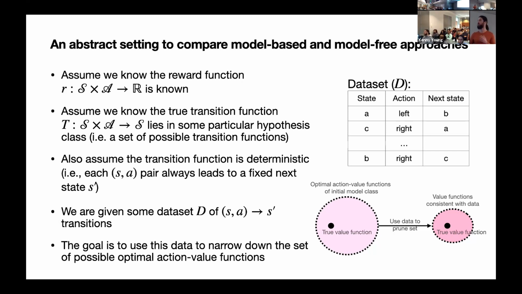So I'm just saying here, before the agent observes any data, all it knows is that the optimal action value function is going to be the optimal action value function associated with some model in that class. And then what we want to do is use the data set to somehow prune down that set to a smaller set of possible value functions that are in some sense consistent with the data. So that's the goal in this abstract setting.